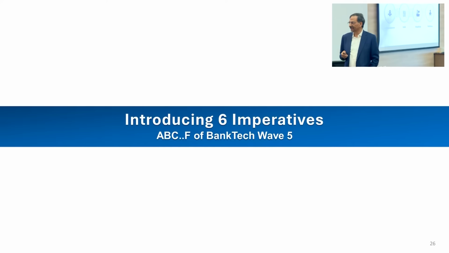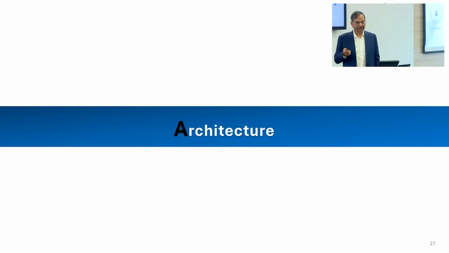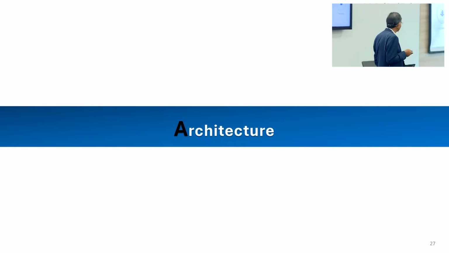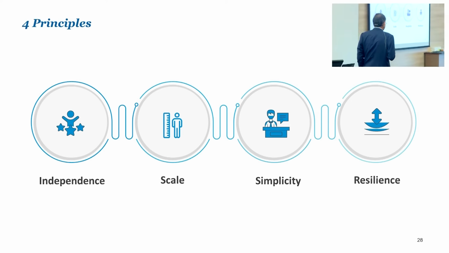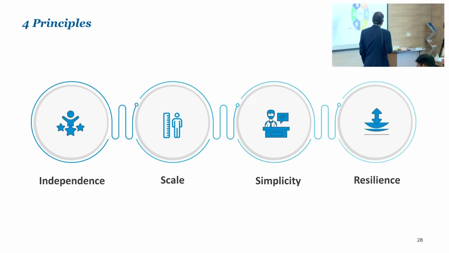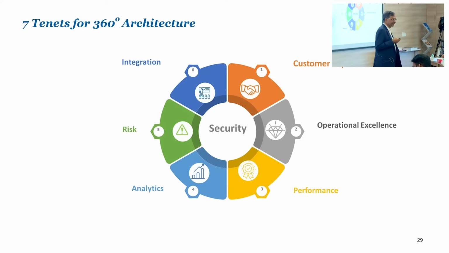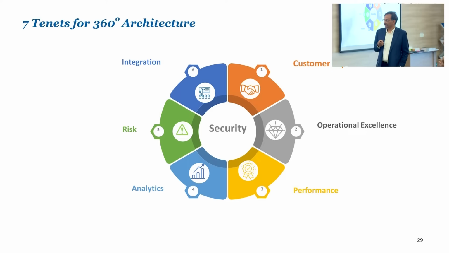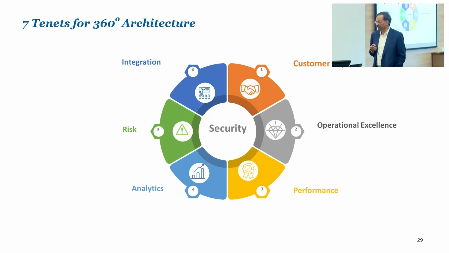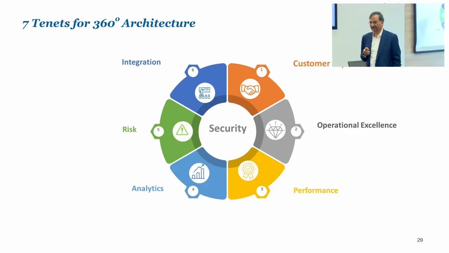6 things I'll just quickly run it. Architecture principles, I don't have to teach anybody architecture principle: independence, scale, simplicity, resilience. There are 7 tenets for 360-degree architecture: I need experience, operational excellence, performance, analytics, risk, integration, and security.